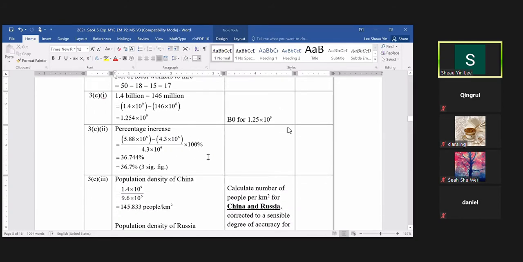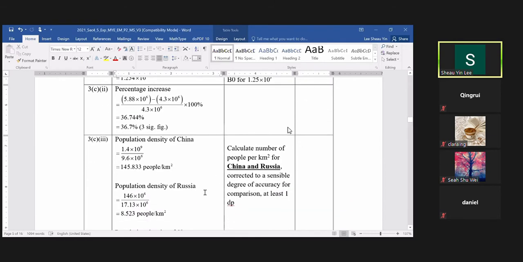Percentage increase, minus away, increase by 36.7. This time these two parts of question 3C are generally okay, fine, just some calculation errors here and there. Then number 3CII has a lot of things. In 3CII, you have to count the population. Some of you explained very well.